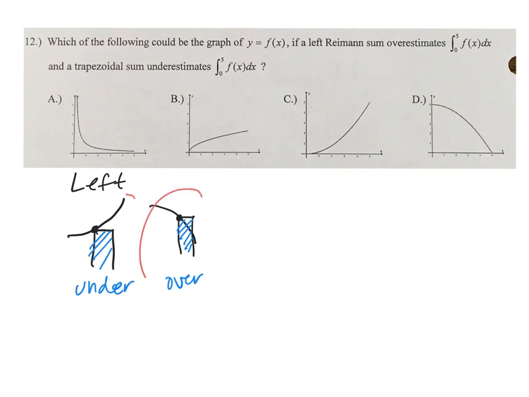So we're looking for a function that's decreasing, okay? And then also we're told we're looking for a function where the trapezoidal sum is an underestimate. Now remember, for trapezoidal sums, what we care about is concavity. So it doesn't matter whether it's increasing or decreasing. So I'm just going to draw one concave up function and one concave down function. And then I'm going to draw a couple trapezoids and see which one is an overestimate and an underestimate.